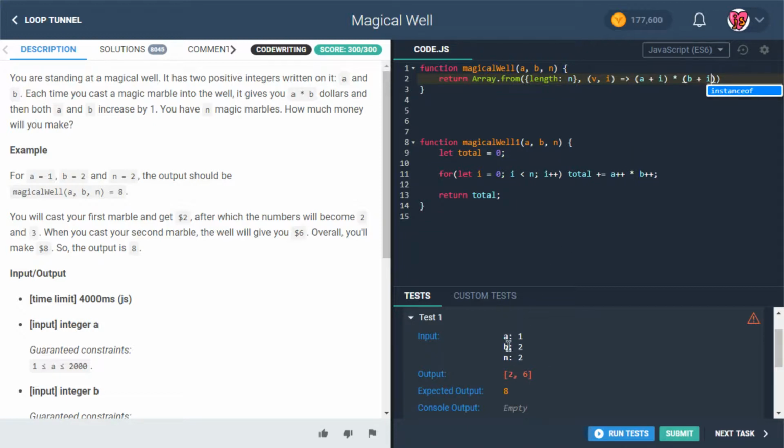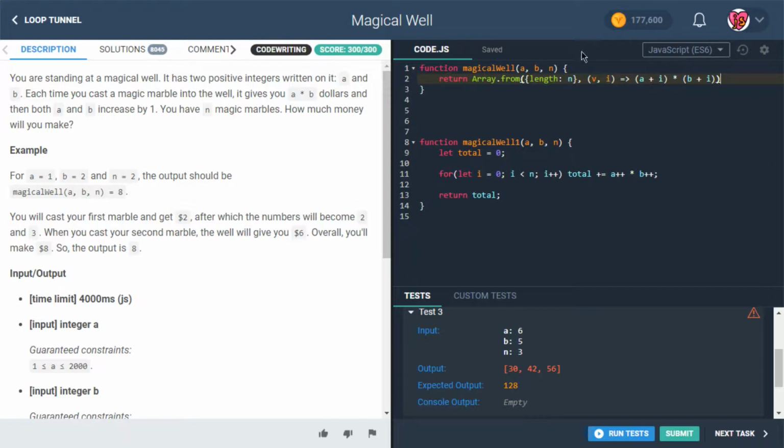Okay, so we get 2 and 6. Those add up to 8. So that's good. That one's just 1. What do we have here? 30, 42, 56. Well, I trust that adds up to 128. Not a great mental math guy, but yeah, I believe it.